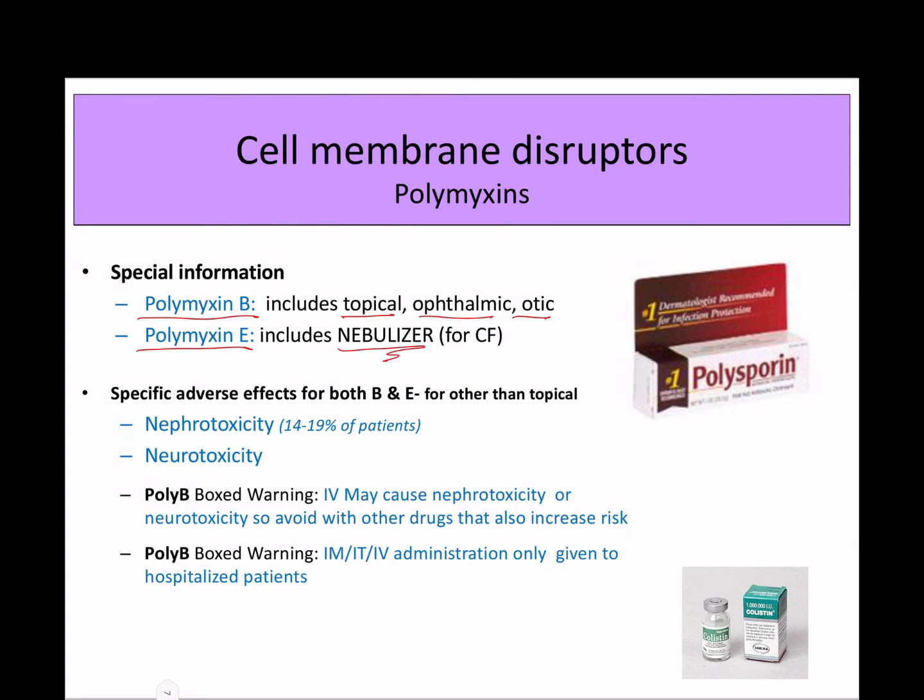All of the polymixins, B and E, if given systemically, so remember not if given topically, are going to have a risk for nephrotoxicity, so that's renal toxicity, and that's a fairly high percentage of patients, as well as neurotoxicity. Because of that, in the systemic routes of administration, we've got boxed warnings for polymixin B. Got two of them here. One is for IV administration for nephrotoxicity or neurotoxicity, and the other for polymixin B in any type of systemic administration to only be given to hospitalized patients.